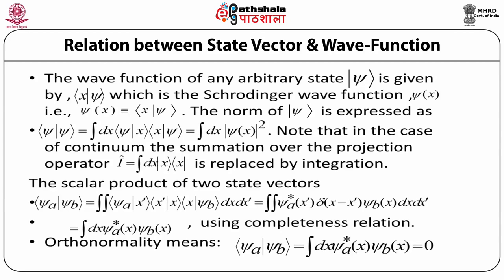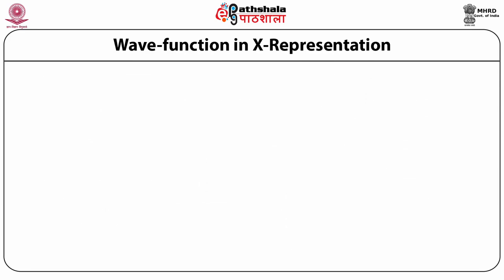And we also define what is meant by orthonormality. So, orthonormality means that if we take the scalar product of the two state vectors, bra vector psi a ket vector psi b is equal to the integration over dx of psi a x star psi b x, this is equal to 0 for all state vectors psi a and psi b where a is not equal to b. Wave function in x representation.